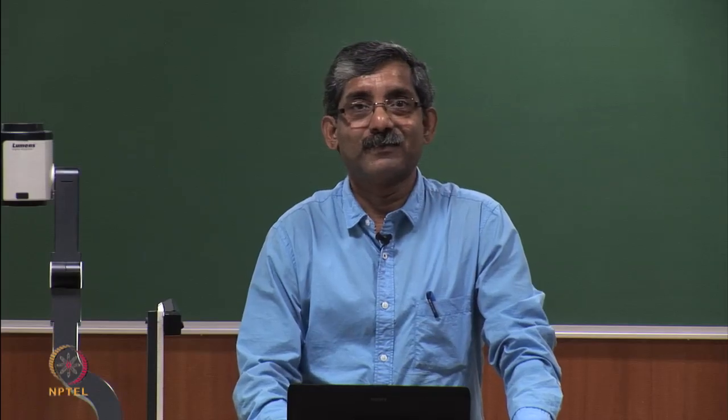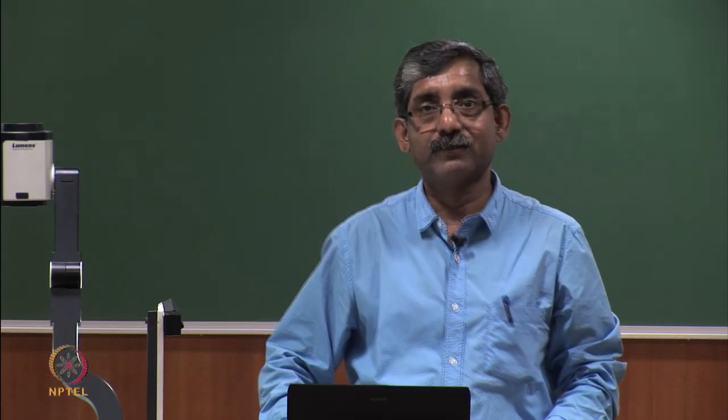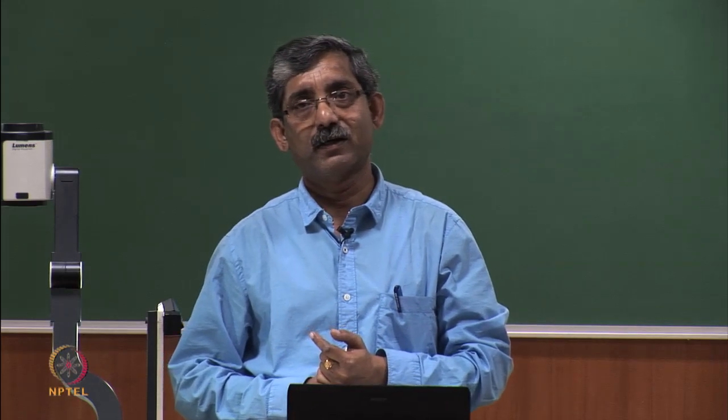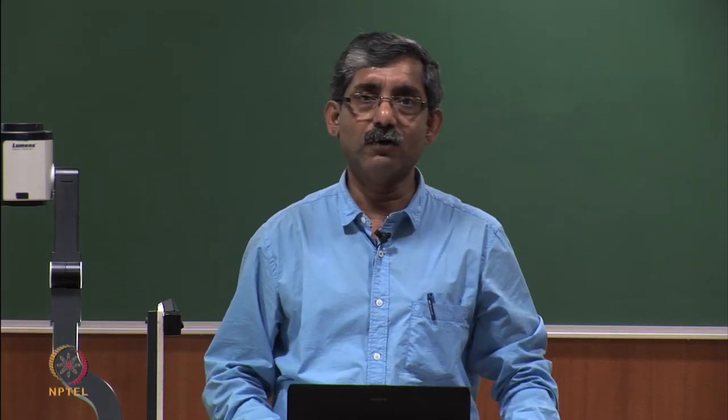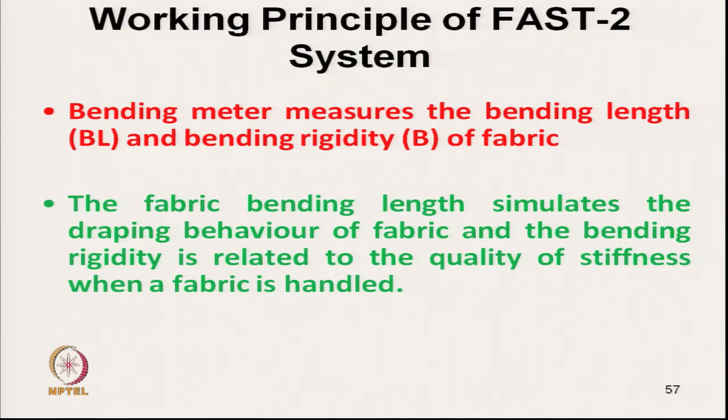Hello everyone. So, we are discussing the FAST system. In the last class we discussed the FAST 1 system, which is a compression module, where we can measure the surface thickness and released surface thickness. We also discussed the second principle, FAST 2, which measures the bending characteristics.